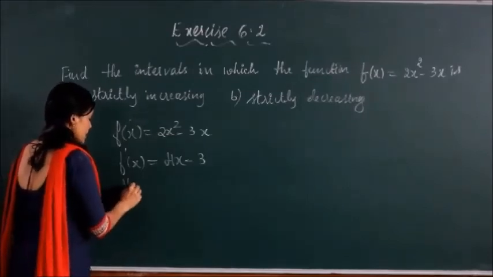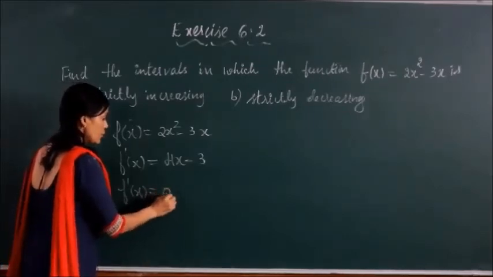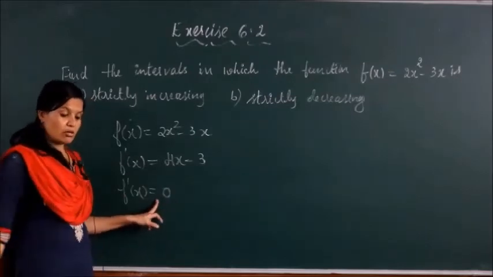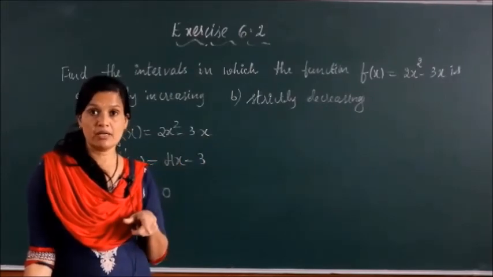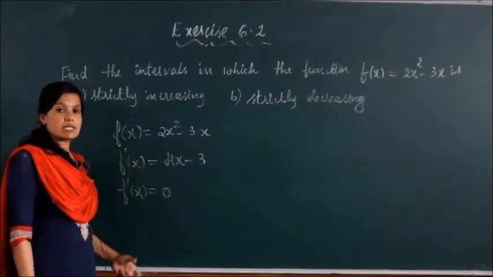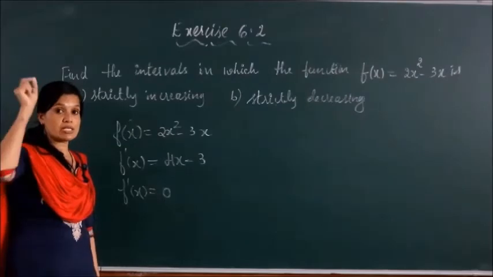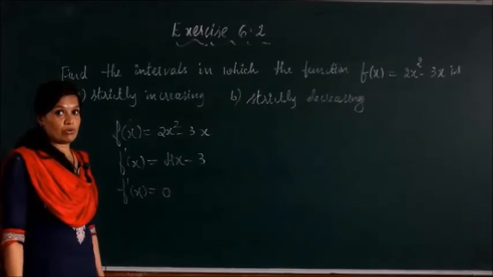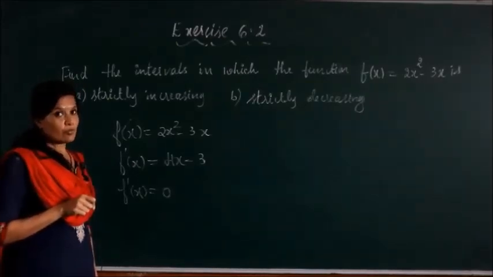Say I equate f dash of x is equal to 0. So, why am I equating this to 0? In Rolle's theorem and Lagrange's mean value theorem we have studied that, to find out where the function is increasing or decreasing, there exists some point c where f dash of c is equal to 0. So, I am going to find out that critical point.